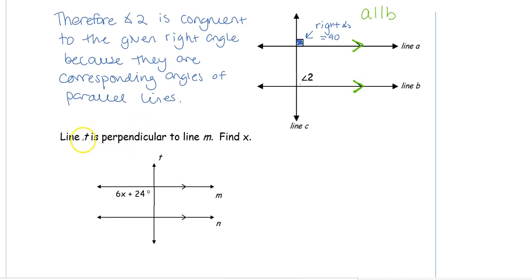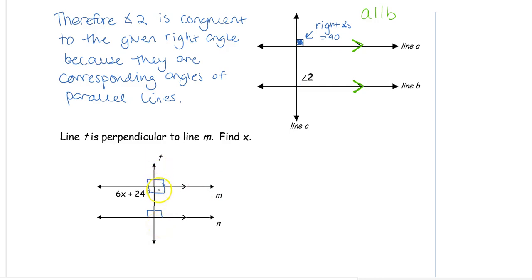Here I'm told that line T is perpendicular to line M. So if it's perpendicular, we've got these right angles. But I see once again we've got parallel lines, which means if this is a right angle, this is a right angle. If that's a right angle, that's a right angle. You may be thinking, well, there's a lot more right angles here. Yes. If you have a perpendicular line like this, then all four of these are going to be right angles.